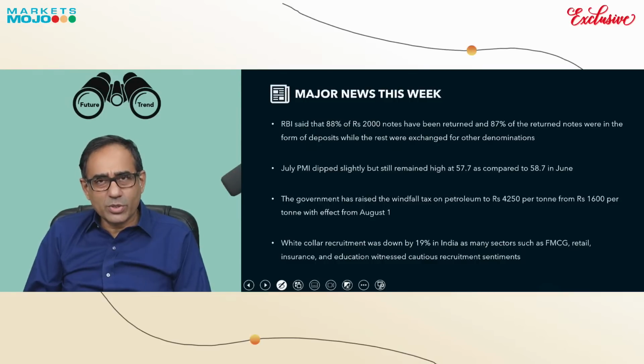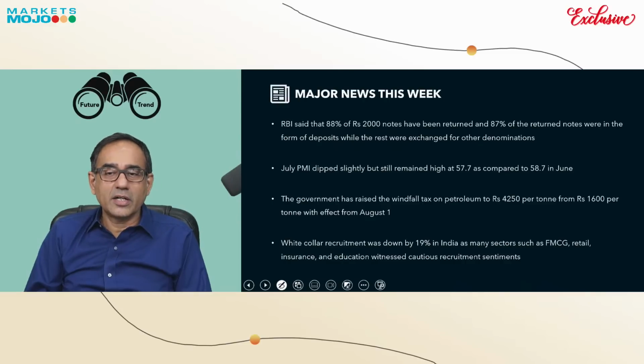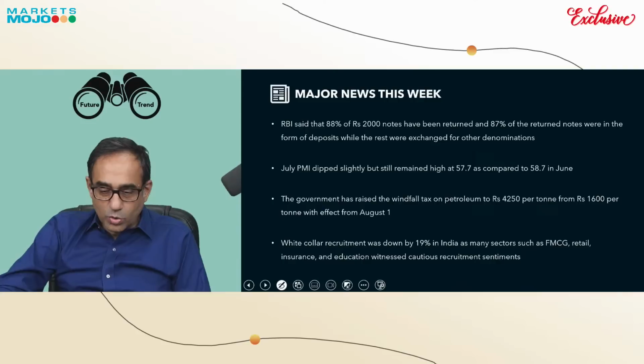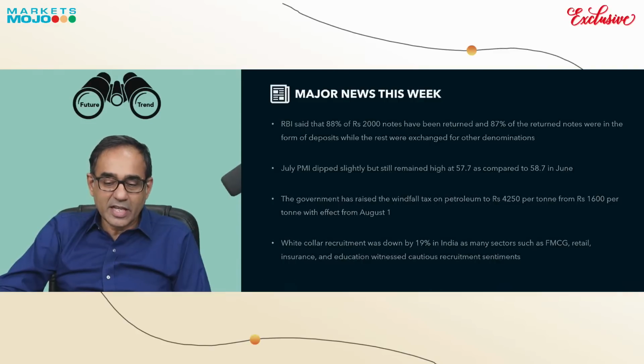What are the major news? Of course, the 2000 rupee note is almost out of circulation now. And what is a good thing is that people have actually deposited the money in the system, in the bank. In other words, this money will go into a formal channel, and that will really help. Had people exchanged for other denominations, it would have gone back to the locker. But that has not happened. Am I right? So that's a very good thing. June PMI, a little dip, but still above 50. That's a good thing. Windfall tax on crude has gone up purely because crude oil prices have gone up. So I think that's one of the reasons why that has happened.